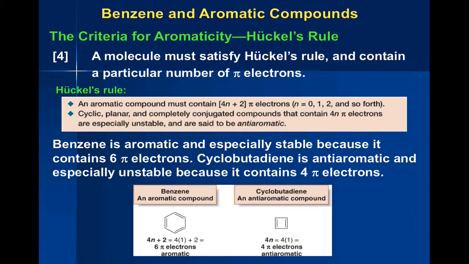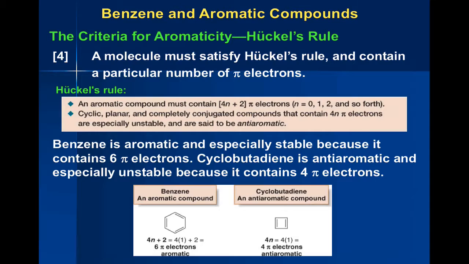This is as complicated as math usually gets in organic chemistry. It's why I'm an organic chemist. I didn't like my calculus classes. n has to be a whole number: 0, 1, 2, 3, 4, 5, 6, 7. It can't be a fraction. Okay? So if I have a system that is cyclic, planar, completely conjugated, and satisfies Huckel's rule, I've got an aromatic compound.